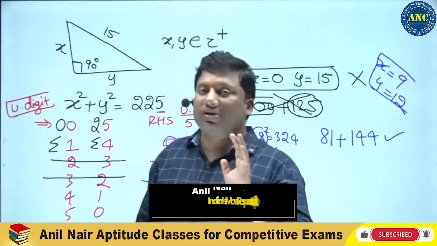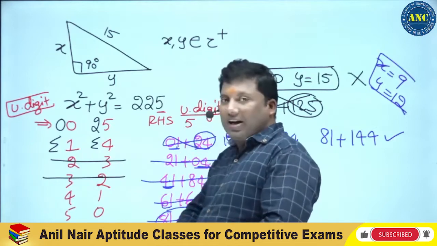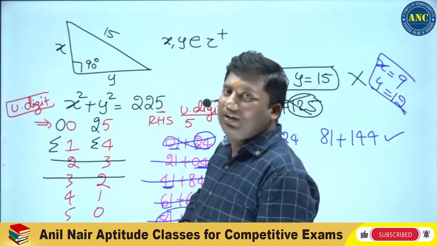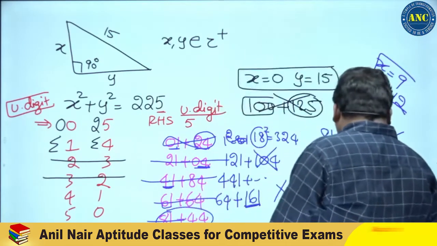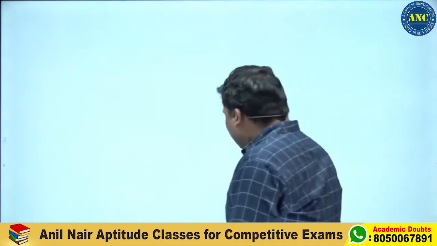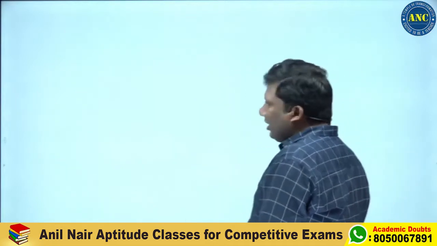One more question I will solve so that it will be very clear. Generally, when the hypotenuse is given, people will just take the Pythagorean triplets. That is not the right way to solve the question.